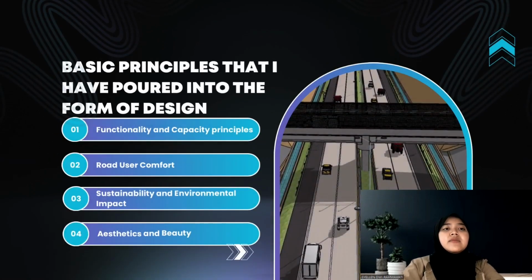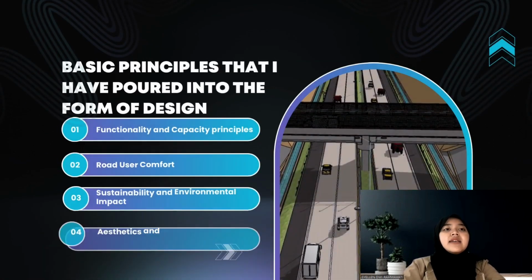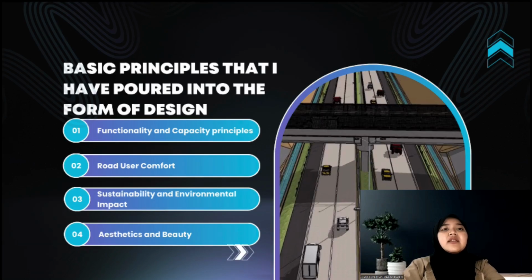The third one, sustainability and environmental impact. Environmentally friendly design is manifest in the use of environmentally friendly materials such as recycled concrete and environmentally friendly asphalt that can minimize negative impacts on the environment. And the last, aesthetic and beauty. Attractive design is designed with aesthetic selection of shape and materials that can beautify the scenery and increase the aesthetic value of the toll road. Artistic street lighting and beautiful landscaping around the toll road can improve aesthetics and create a more pleasant atmosphere for road users.